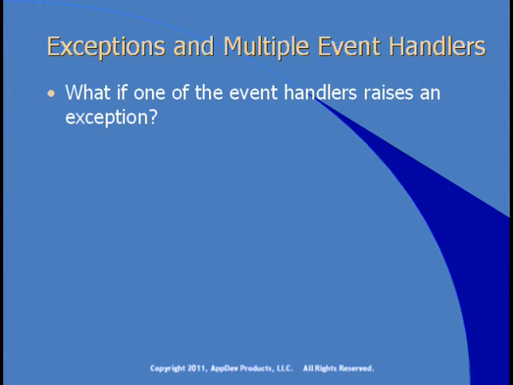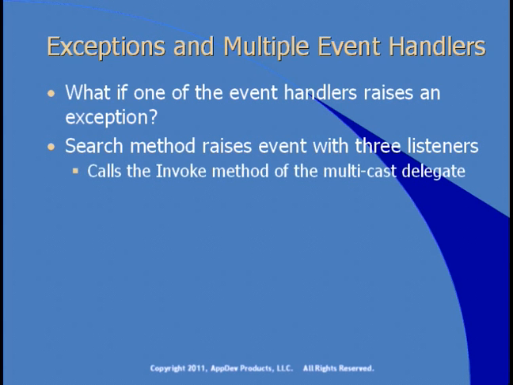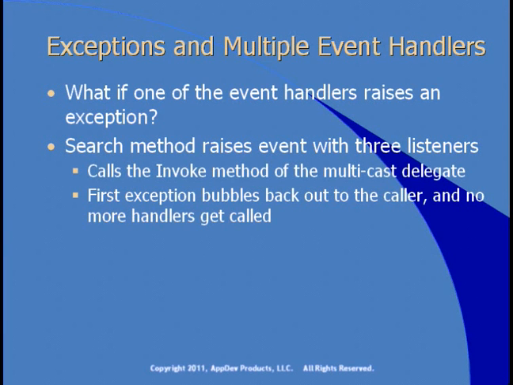Imagine this. You have multiple listeners for the same event. What if one of the event handlers raises an exception? What happens then? So, imagine the search method raises event and there are three listeners. Under the covers, this is calling the invoke method of a multicast delegate. The first exception bubbles back out to the caller and no more handlers get called at all.